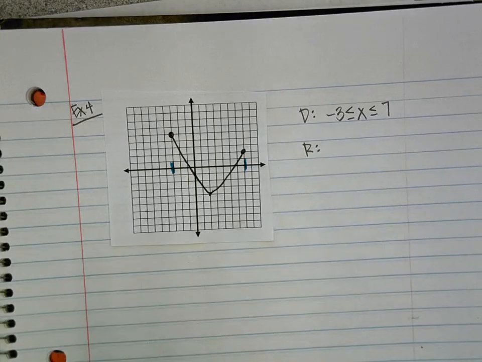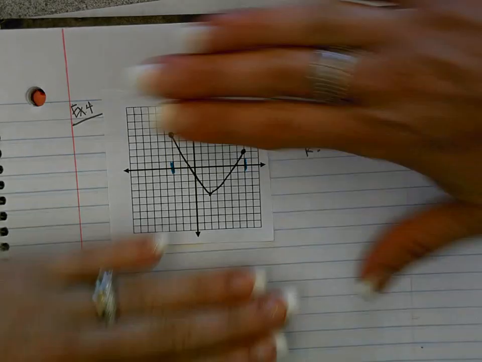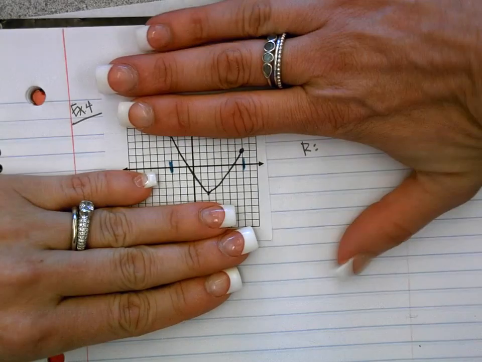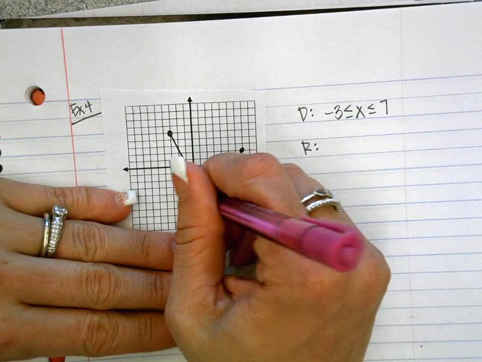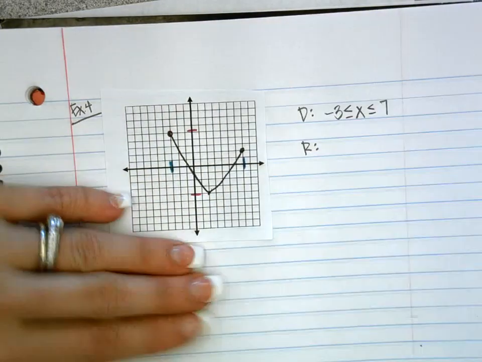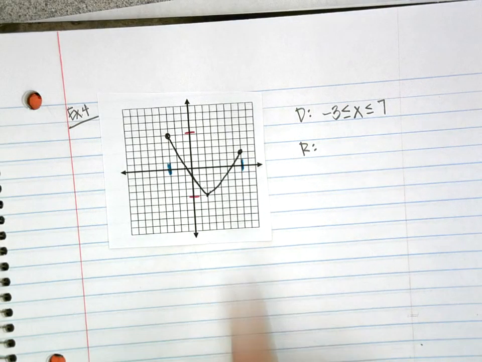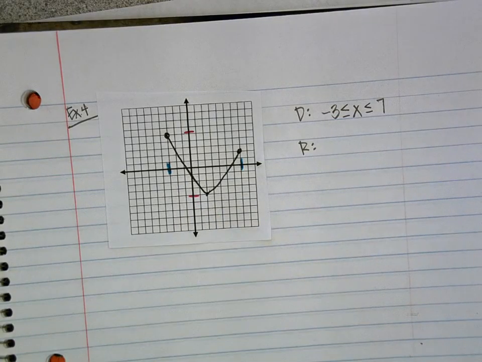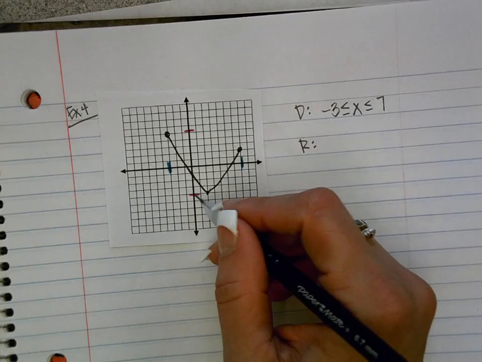The range is the y values. The y values are in between here. The lowest y value is here. The highest y value is here. So what's the smallest y value? What's the lowest y value? It's supposed to be -4.